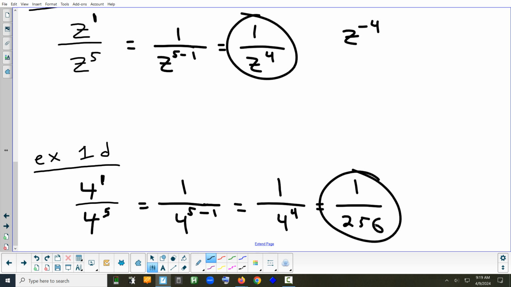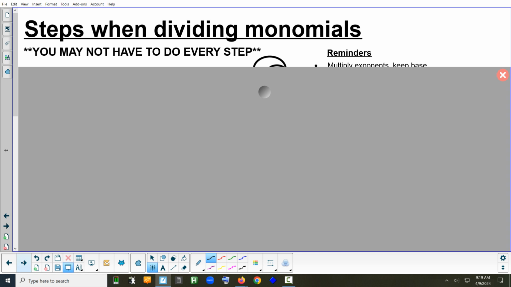All right, so now we've got to look at how do we combine this rule with the rules we had yesterday. There's a certain order that we try to do the rules in to make it as easy as possible. Okay, and I'm going to show you what that order is. So these are going to be the steps when dividing monomials. You may not have every step in every problem, just like PEMDAS. PEMDAS doesn't mean every single problem is going to have parentheses, exponents, and everything.